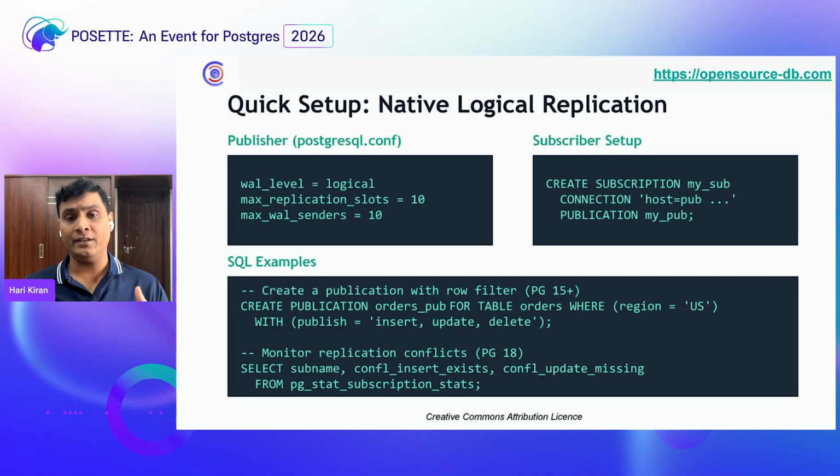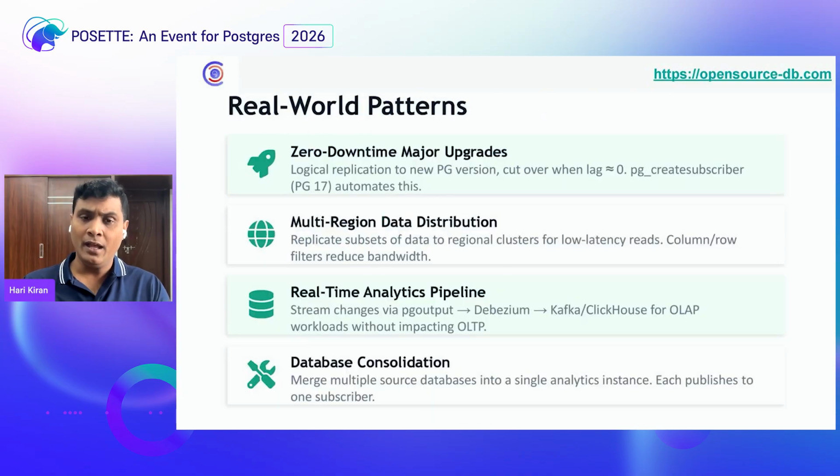And with 18, you can now monitor replication health programmatically by querying pg_stat_subscription_stats, right? These conflict counters, I mentioned earlier, confl_insert_exists, confl_update_missing, they are all right there in the system view, right? Now, let's look at some of the real world patterns that are emerging, right?